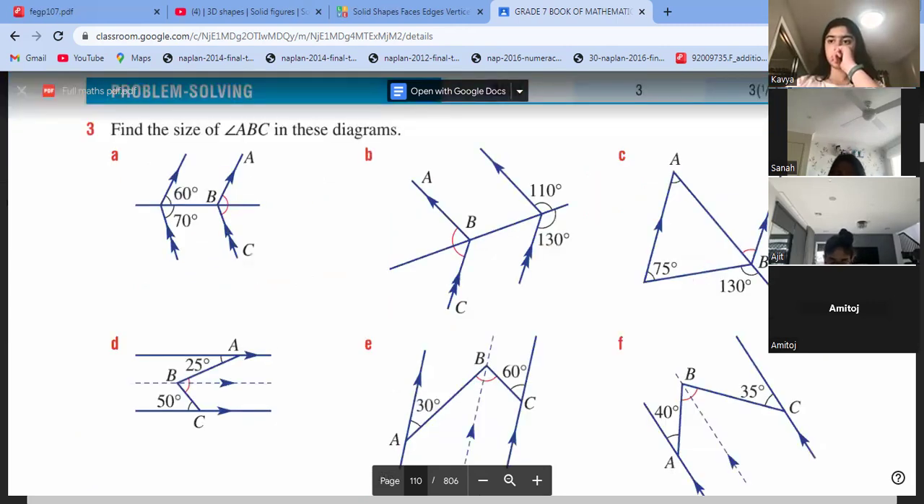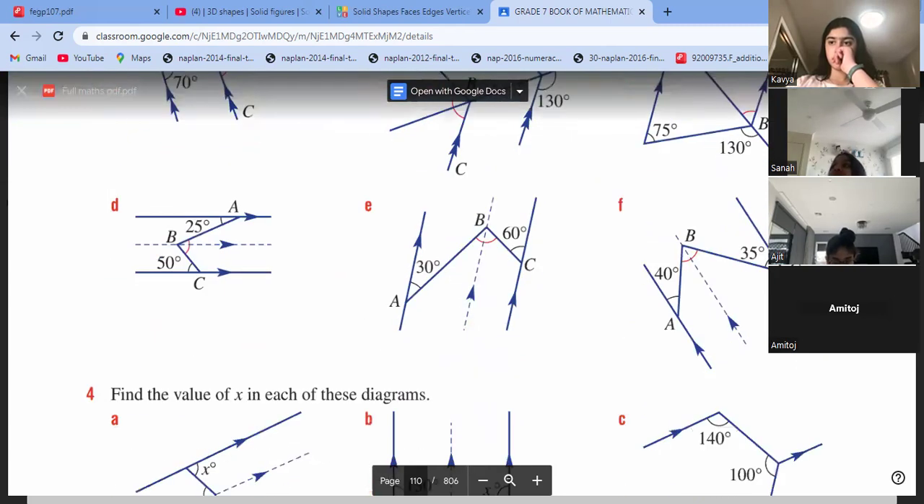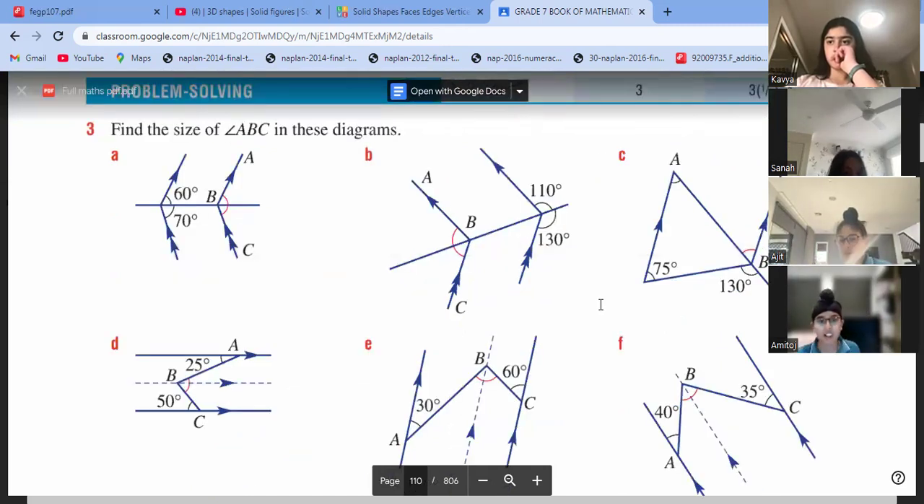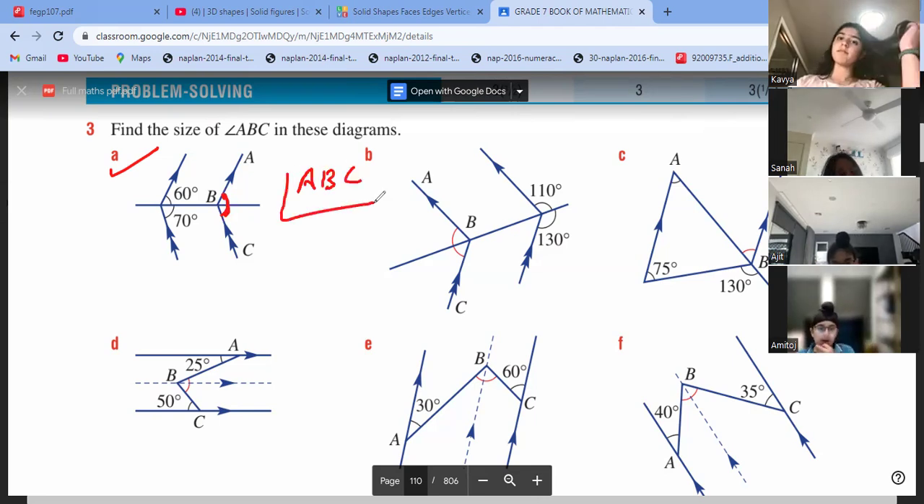Next questions. See beta, in this type of questions, you need to construct one line in between them. Okay. So see this question, third question A part. You need to find out this angle ABC in all of them, right? Now how you can find it out?